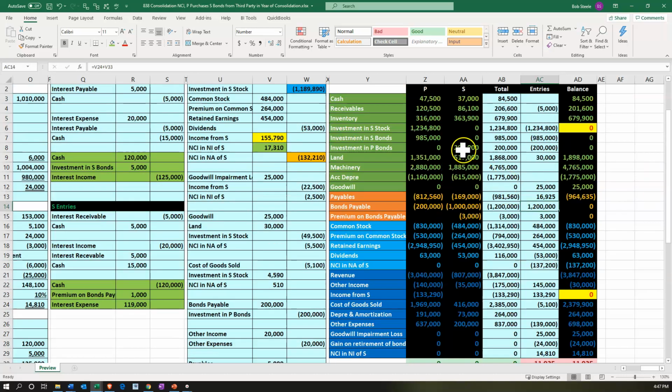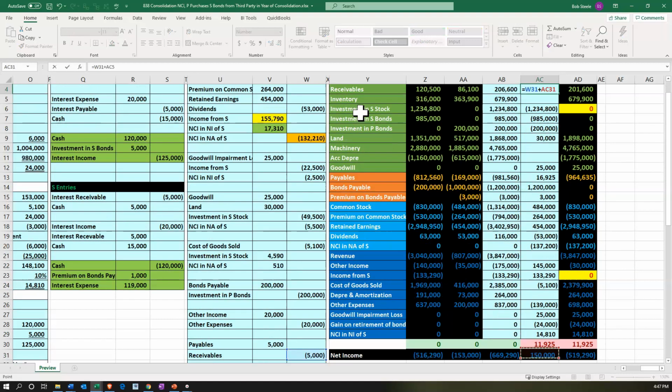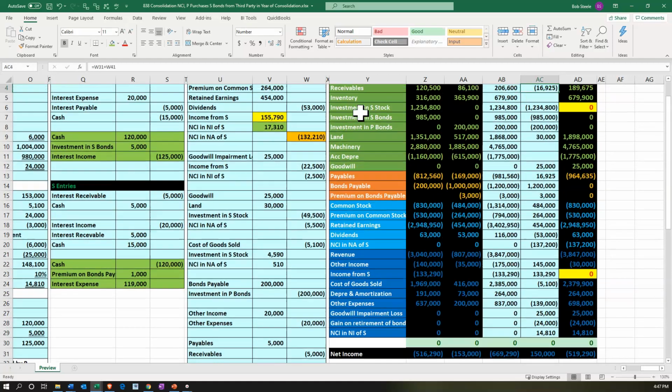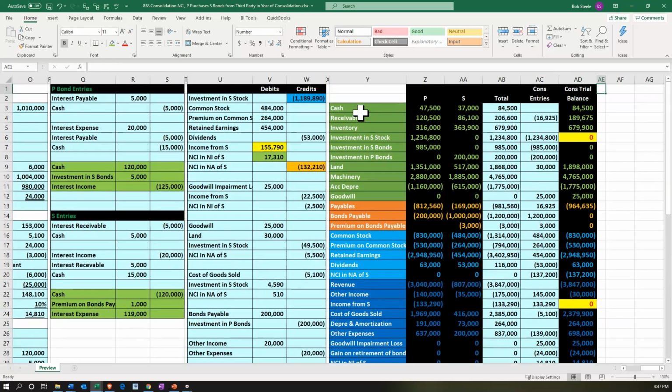11,925. And then the receivables up top. So there's the receivable. Something's in it, so I'm going to say F2 plus F2, and then scroll on down, pick up the receivables. There we have that, decreasing the receivables. And so that looks good.